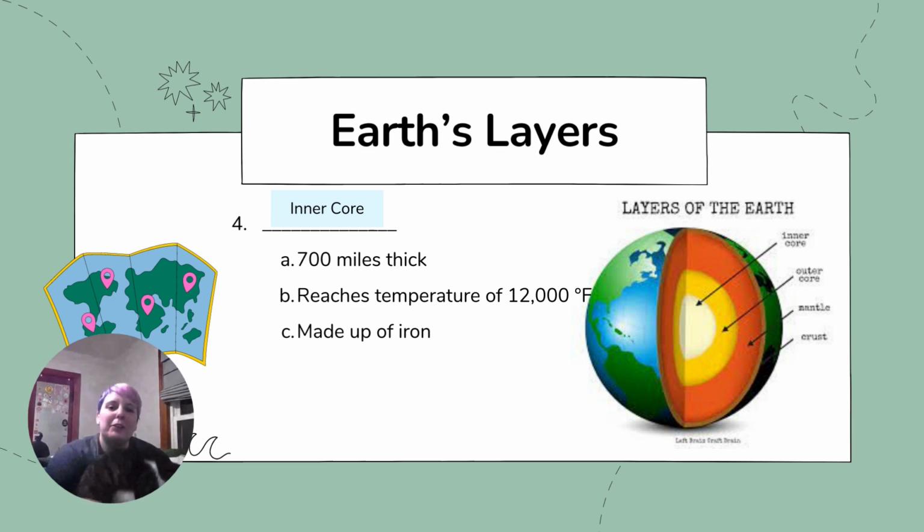So finally, if you traveled through all of those layers, you would reach the inner core of the Earth, which is 700 miles thick. This reaches temperatures of 12,000 degrees Fahrenheit, which, fun fact, is actually hotter than the surface of the sun. And the inner core of the Earth is made up of iron, which actually is hard because of the intense pressure that is placed upon it from all of the other layers.